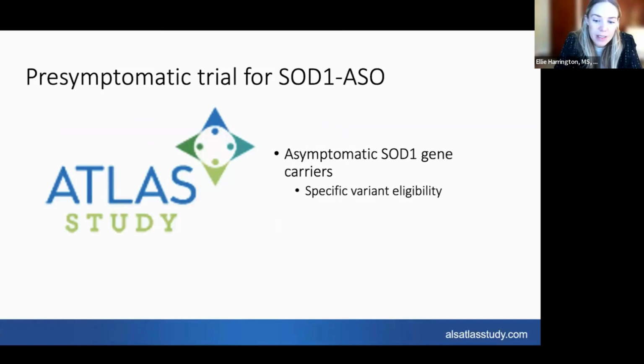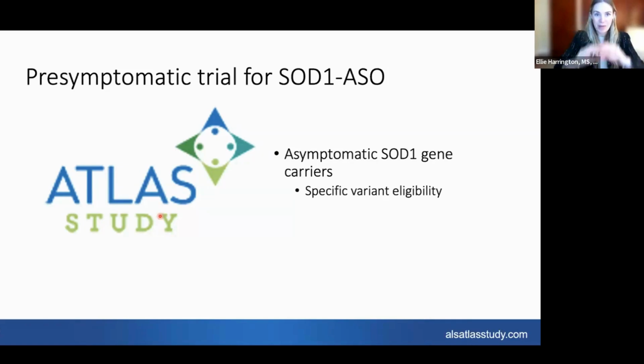The other exciting piece of this is the company who developed Qalsody has now launched a pre-symptomatic trial for treating people who have this mutation but don't have disease symptoms. So perhaps the children or siblings of people with SOD1 ALS are enrolling in this ATLAS trial. They're being monitored over time, and at a threshold point in which they might develop disease symptoms, they're going on a treatment arm of the clinical trial to receive the drug pre-symptomatically with the aims to prevent disease onset and progression. So this is very exciting for the SOD1 community.